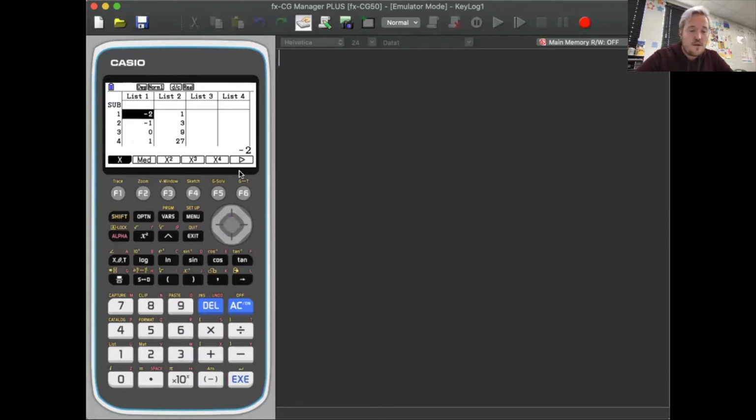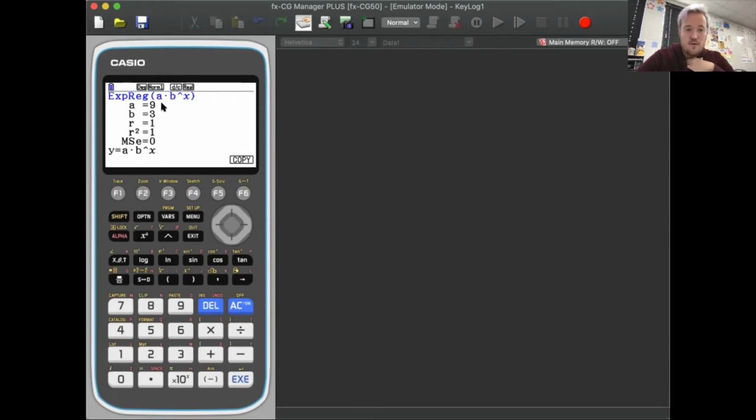All right, so I want an exponential, so it's not on this menu. I need to press F6 to toggle over. Yep, and then F2 is going to be exponential. So press F2, and then we want to press F2 again. We do not want that first one. All right, so now our equation here is going to be y equals a, which is 9, times b, which is 3, raised to the x. So y equals 9 parentheses, 3, raised to the x.